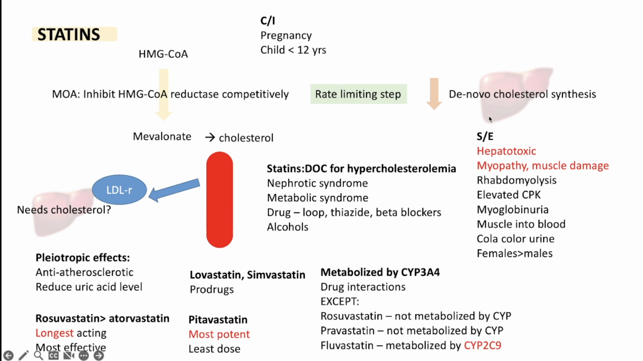The most common and unique side effect of statin is myopathy, and it can also cause hepatotoxicity. Myopathy can cause muscle damage that can lead to rhabdomyolysis, which can be reflected in the blood by elevated CPK, creatine phosphokinase, and there can be myoglobinuria, muscle protein present in the blood, and also colored urine. All these side effects are much more commonly seen in females when compared to males. And the statins are contraindicated during pregnancy as well as in children who are less than 12 years of age.